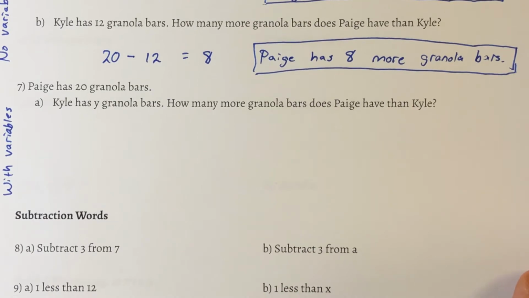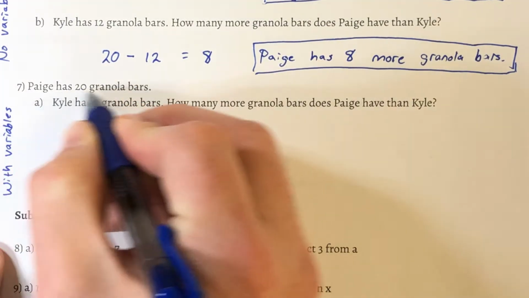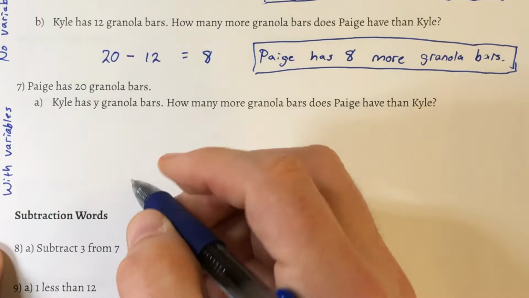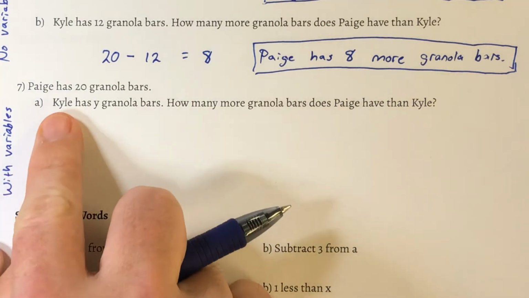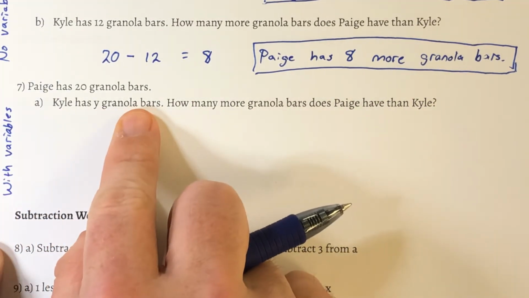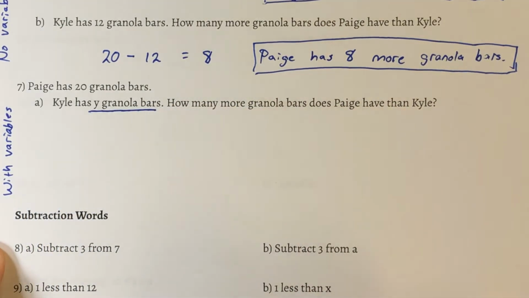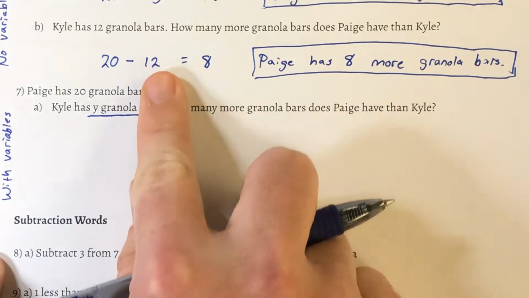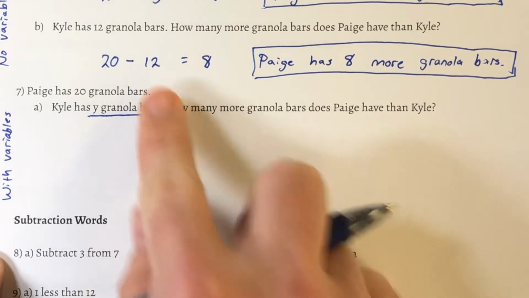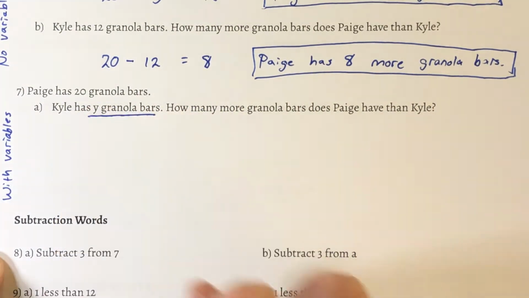Meaning we're not going to know stuff. All right, Paige has 20 granola bars. We do know that. Kyle has Y granola bars. What does this mean? This means we don't know how many granola bars he has. He could have 5. He could have 12. He could have 18. We don't know. So we're just going to substitute it with a variable.